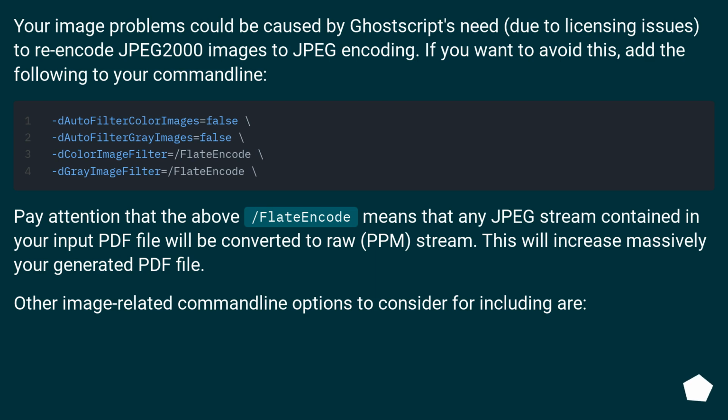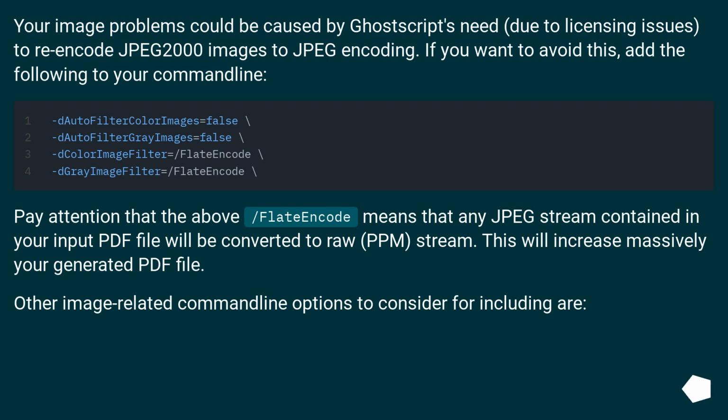Your image problems could be caused by Ghostscript's need, due to licensing issues, to re-encode JPEG 2000 images to JPEG encoding. If you want to avoid this, add the following to your command line. Pay attention that the above /FlateEncode means that any JPEG stream contained in your input PDF file will be converted to a raw PPM stream. This will massively increase your generated PDF file.